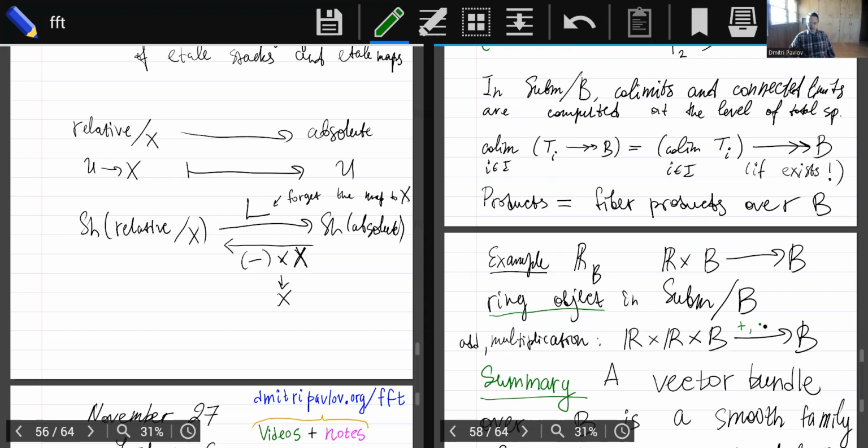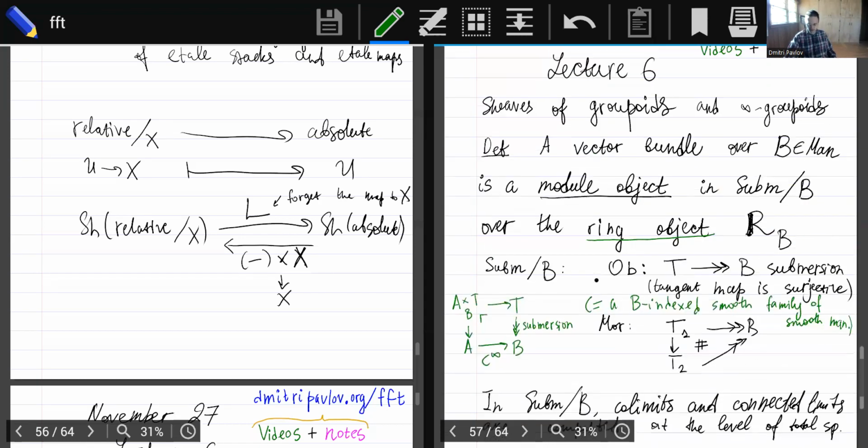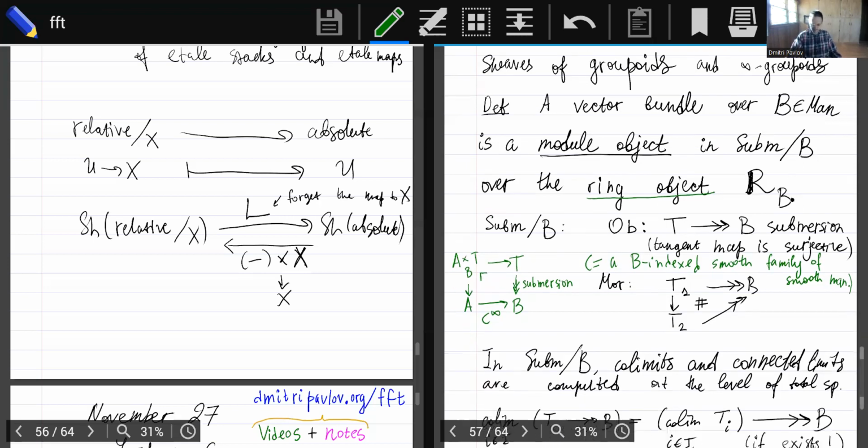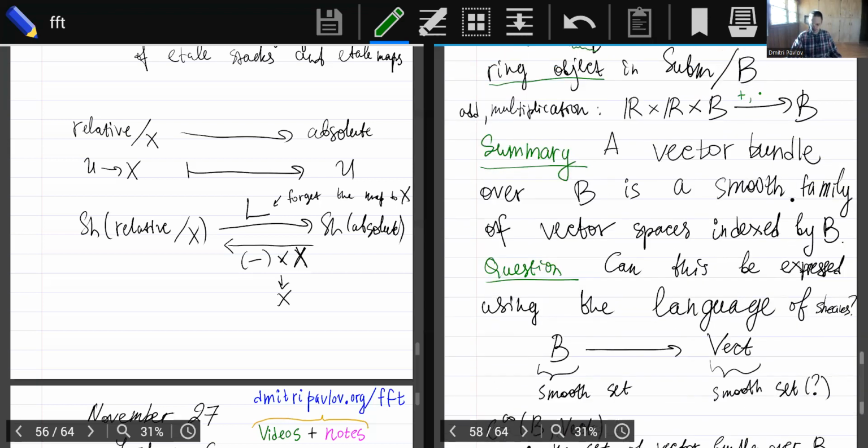So you think of this ring object as follows: over every point of B, you have a copy of the usual commutative ring of real numbers equipped with its smooth structure. And then a vector bundle will be a module object over this ring object. So this means over every point of B, I have a smooth manifold, and this smooth manifold is equipped with the structure of a module over real numbers. In other words, over every point of B, I have a real vector space. And these real vector spaces vary in a smooth way as you move around capital B. So that's how you think of a vector bundle.